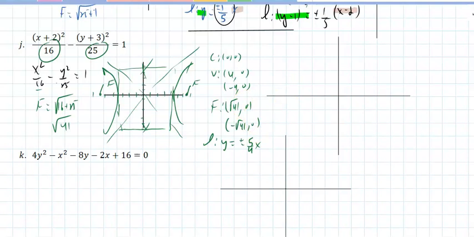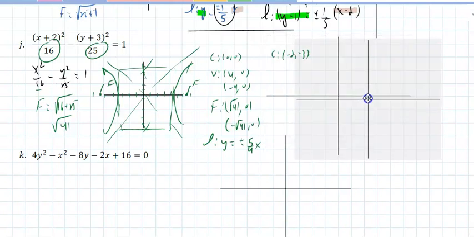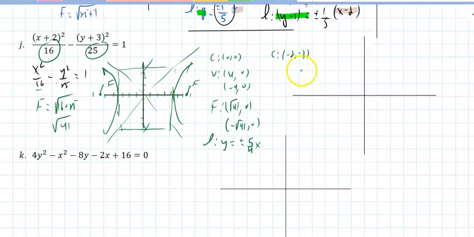There. Now what? Well, the center is actually at negative 2, negative 3. So negative 2, negative 3. I'm going to move negative 2, negative 1, negative 2, negative 3. That's the center. And from there, I'm going to mimic this. I'm going to move 4 to the right, 4 to the left, 5 up, 5 down.